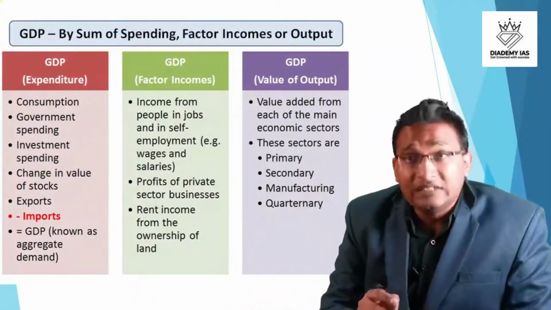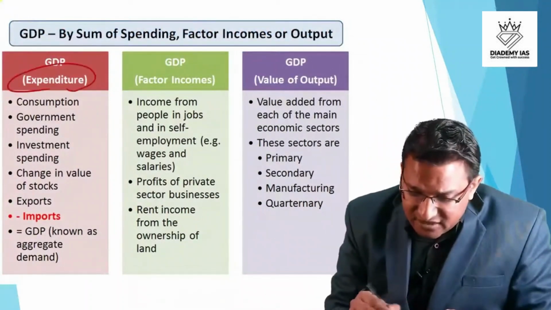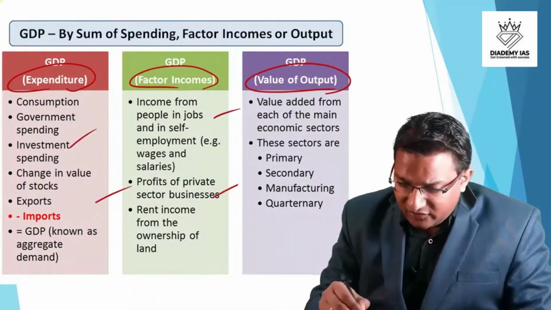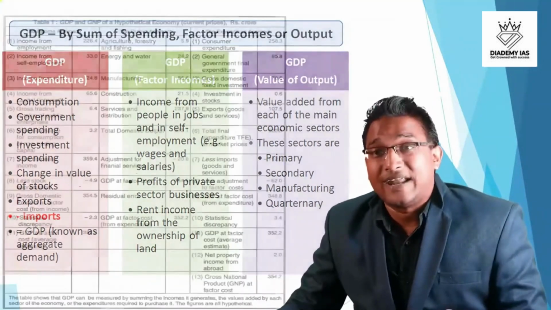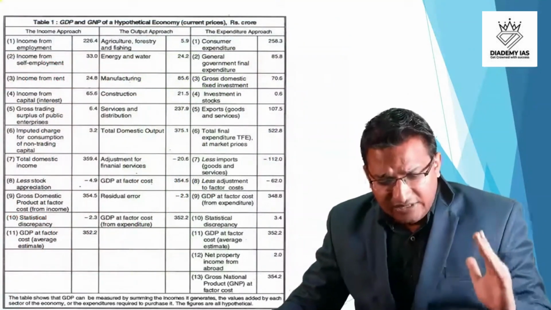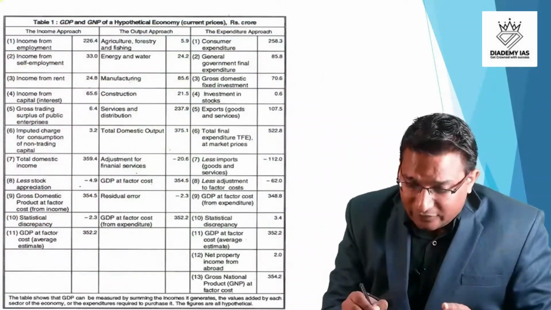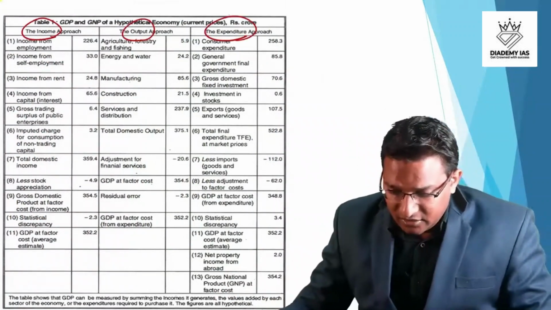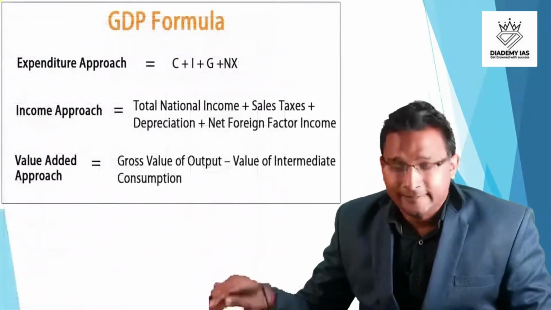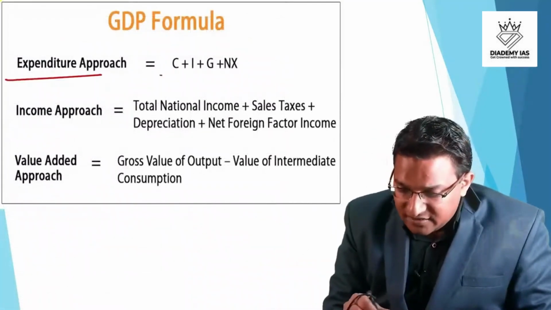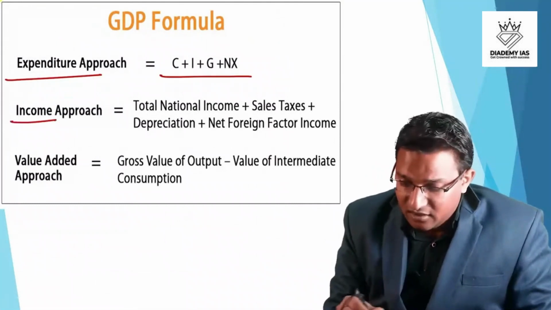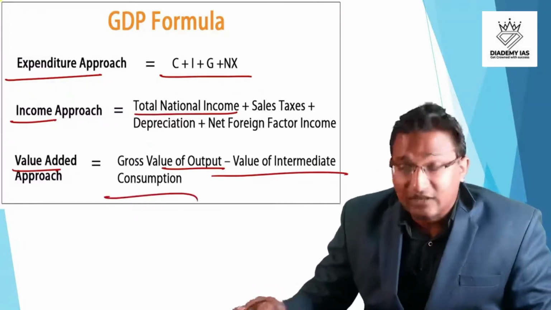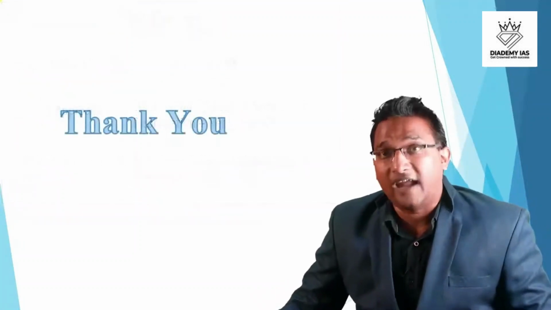Overall, we have seen in entirety there are three methods: the expenditure method, the factor income or income method, and the value added method. We have discussed each one of them. You can just see and get more clarity. This is the sheet used for the calculation of income as per different methods: income method, output method, and expenditure method. Again, this is not crucial, you can just see. In the expenditure method, the formula is C plus I plus G plus NX. In the income method, we calculate the total income. In the value added method, we take gross output and reduce the value of intermediate consumption, that is the GVA.